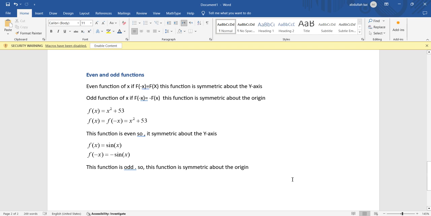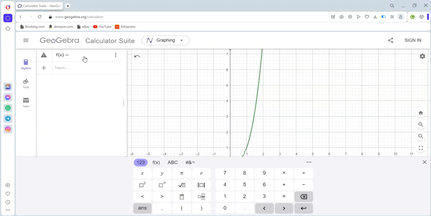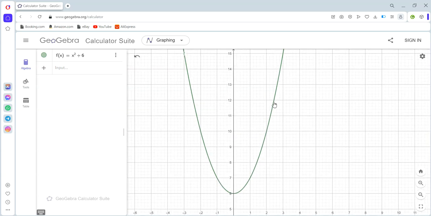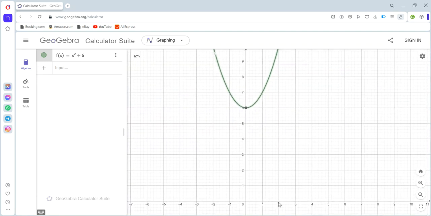Let me prove this rule. I will go to GeoGebra. I have x squared, for example, plus, let's say, 6. Enter. You see, this function is symmetric about the y-axis. This point is 12 and this point is 12 for the same value of x, minus 2 and 2.